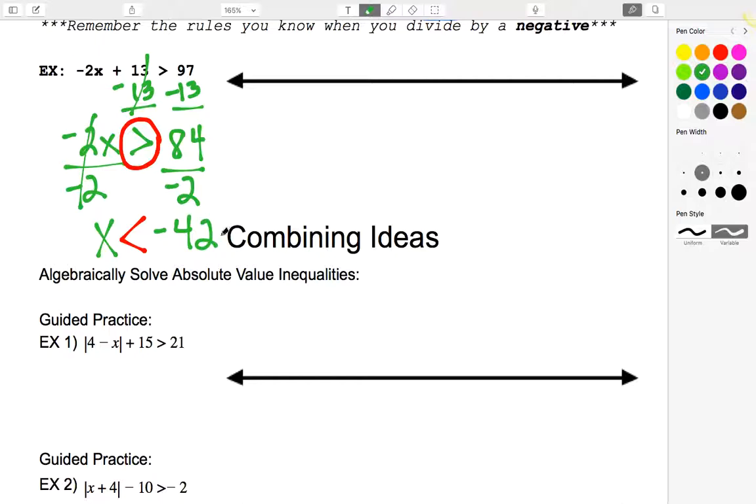And I'll graph that on a number line. So I'm just going to pretend here's negative 42. Because this is a less than sign, not a less than or equal to, it's an open circle, and because it points to the left, or because I'm shading everything less than negative 42, I'm going to shade to the left. So that's how I graph a linear inequality.